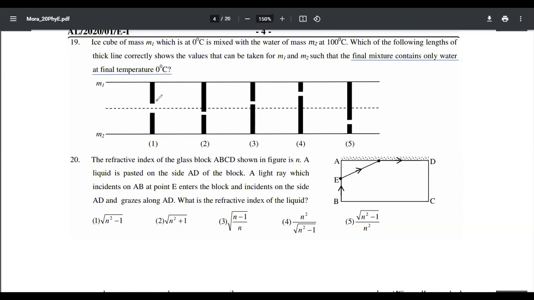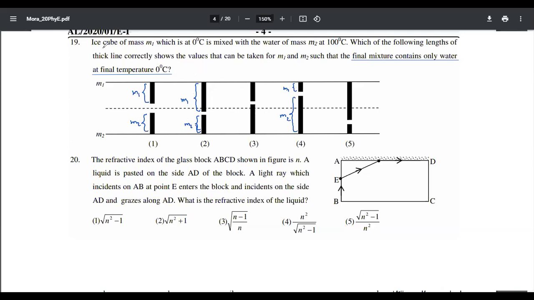Now, I think what I understand by these answers is this length represents M1. This length represents M2. Here, this whole length represents M1, and this small length represents M2. Here, this just very small length M1, and here, larger length M2. So, this is what they are saying. A very different interpretation, but you get the point, right?